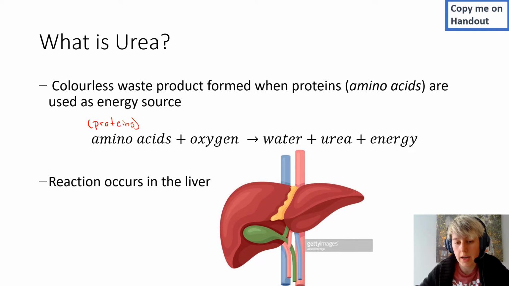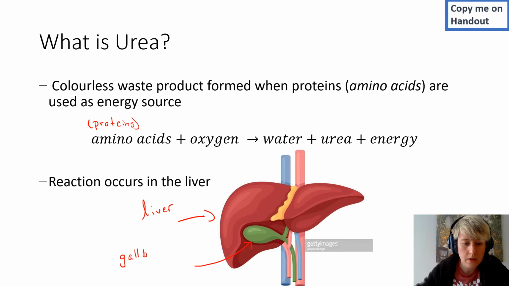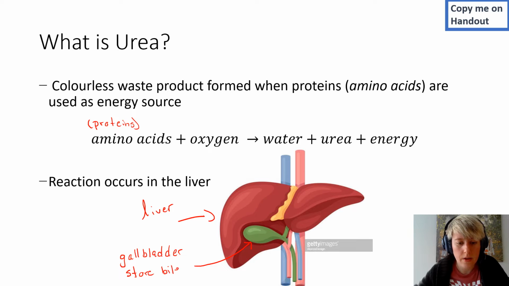So this is a diagram of the liver. This thing right here is actually the gallbladder. And the key function of the gallbladder is actually to store bile, which is a chemical that is formed in the liver. So a lot of people can actually have their gallbladder removed if there are issues with the gallbladder, and you're perfectly fine.